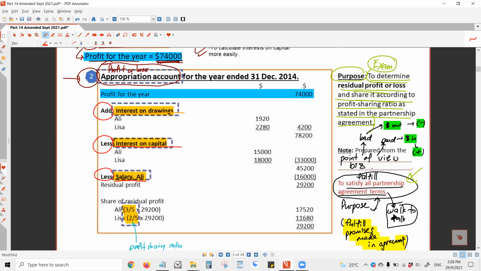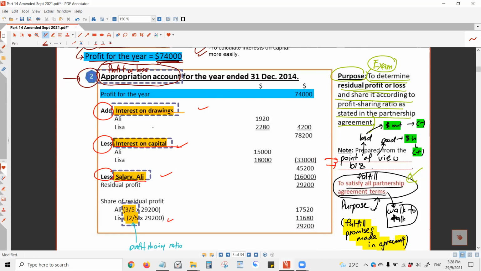As long as you know you have to prepare this from the point of view of business, then you should know easily what to plus, what to minus. And how do you remember these four things here? Just think of partnership agreement terms, the four main things in the agreement. You know what is in the agreement, you know how to do this appropriation account.